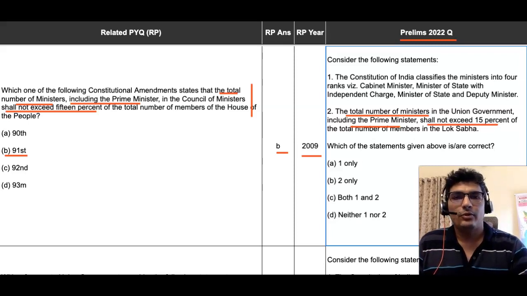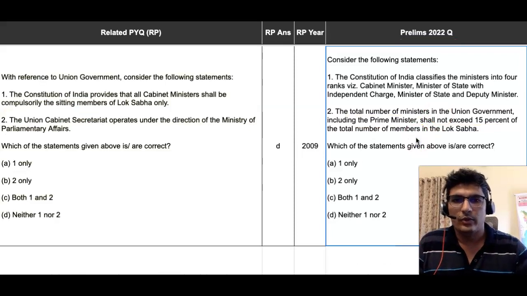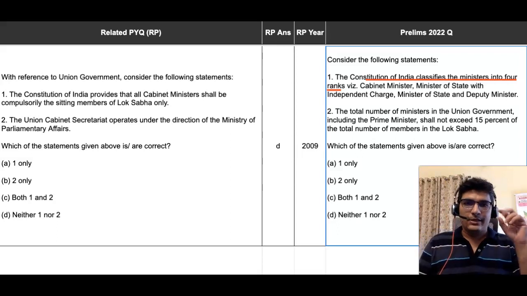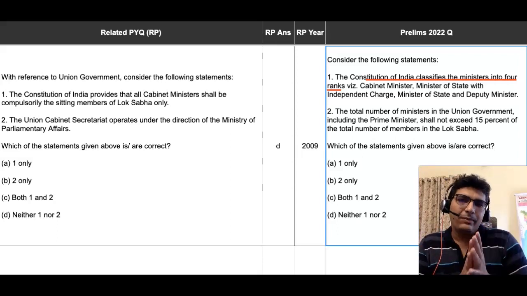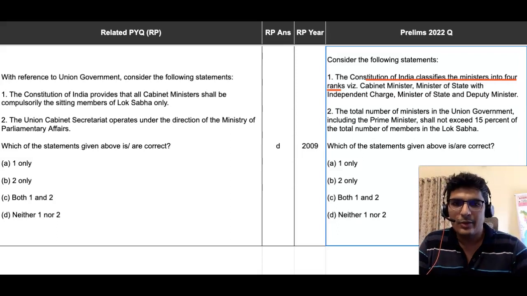Let us now come to the first statement of the 2022 question. Okay, it says the Constitution of India classifies the ministers into 4 ranks, that is cabinet minister, minister of state with independent charge, minister of state, and deputy minister. Now guys, this theme of cabinet ministers is asked in PYQs. The question came in 2009. Please read the first statement of this question.